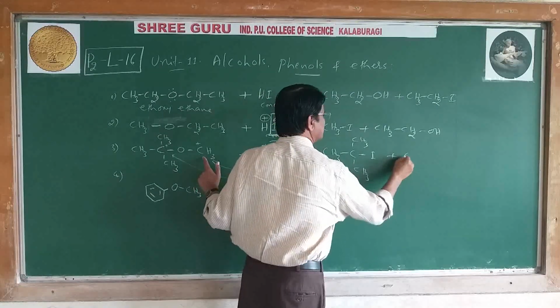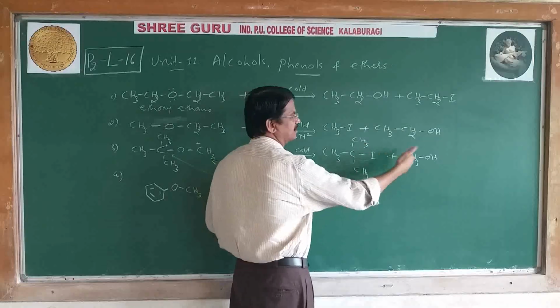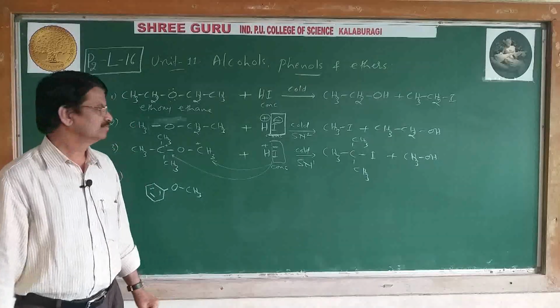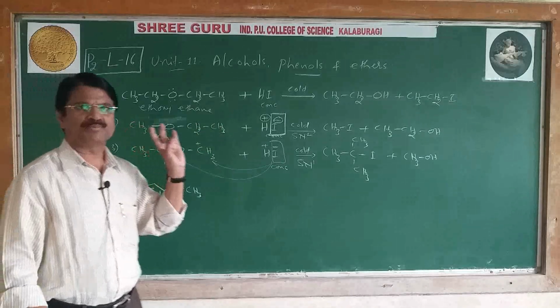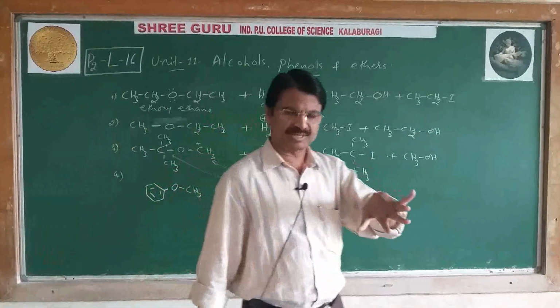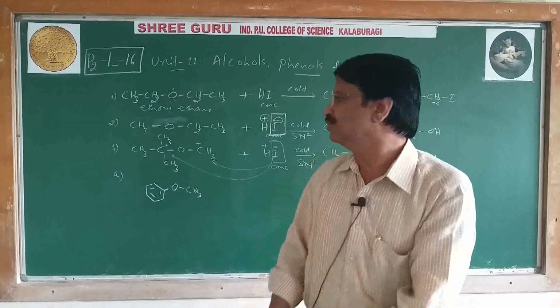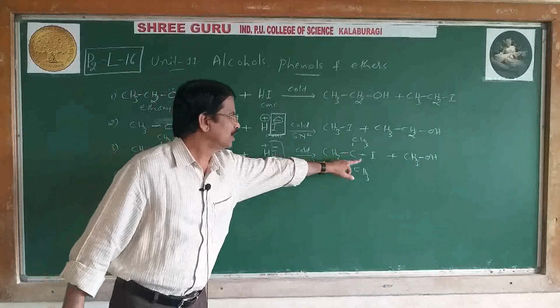Plus CH3OH. But don't write OH here and I here. No. Because of the stability of the carbocation, it can undergo the SN1 mechanism. If it is SN1, step 1 is the formation of the carbocation, and step 2 is the attack of the nucleophile. That is, I minus goes to the tertiary carbocation to give tertiary butyl iodide, or 2-iodo-2-methylpropane.